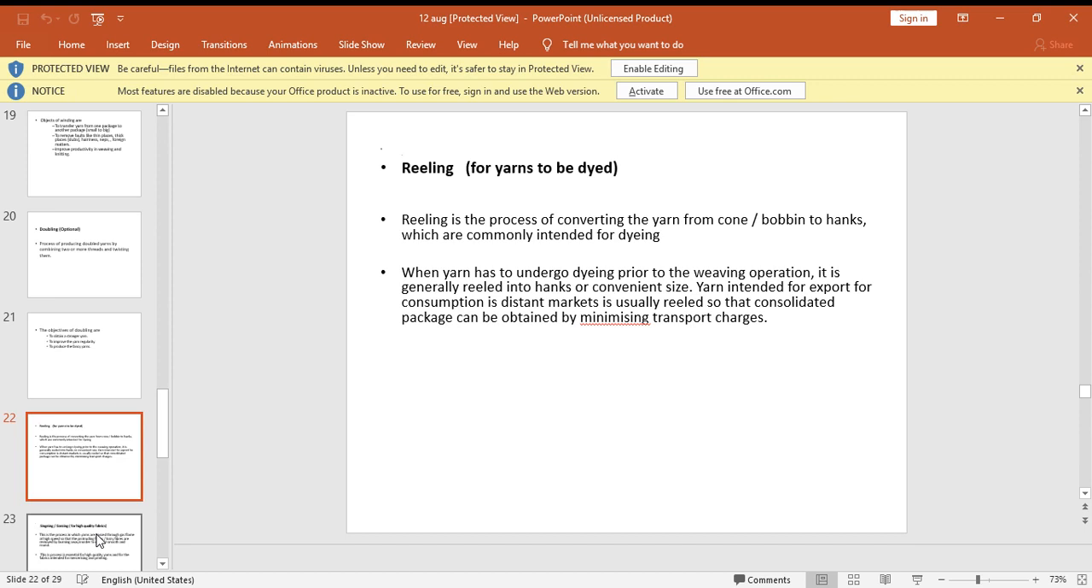Reeling is a process of converting the yarn from cone or bobbin to hanks, which are commonly intended for dyeing. When yarn has to undergo dyeing prior to the weaving operation, it is generally reeled into hanks of convenient size. Yarn intended for export to distant markets is usually reeled so that a consolidated package can be obtained, minimizing transport charges.